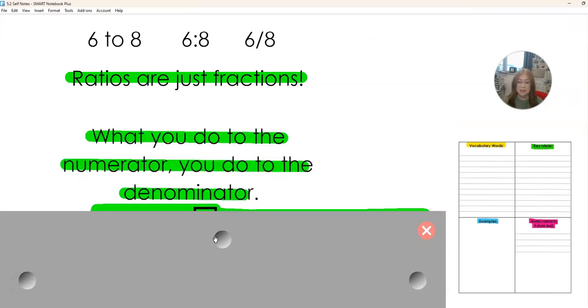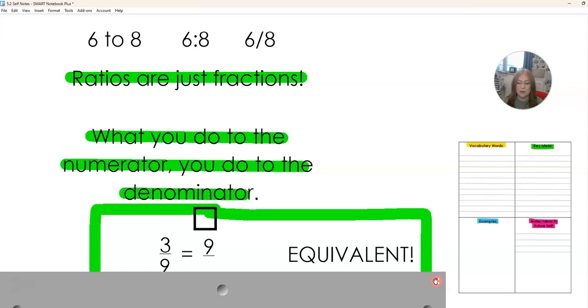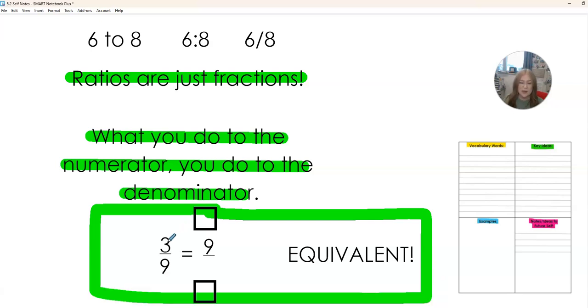So we need to remember that what we do to the numerator, we have to do to the denominator. So if we rewrite it as a fraction, we have a numerator and a denominator, and we are going to work on making them equivalent. To get from 3 to 9, I have to times by 3: 3, 6, 9. And what I do to the numerator, I want to do to the denominator. 9 times 3: 9, 18, 27. So 9/27, because I did the same thing, is equivalent to 3/9.